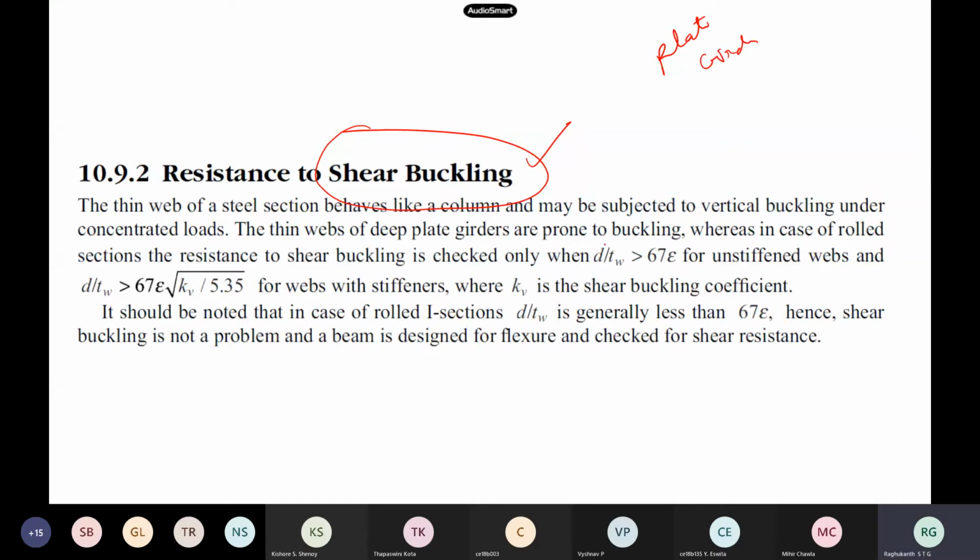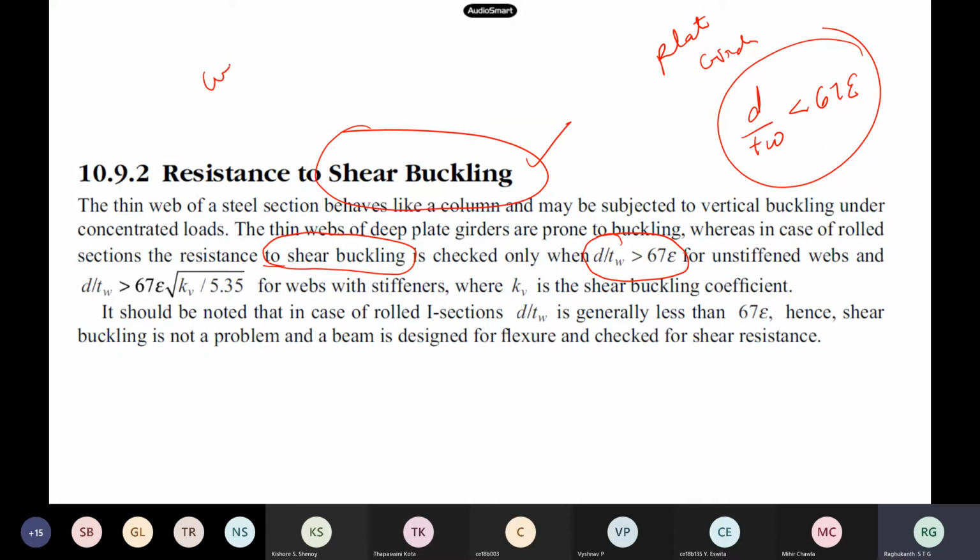So the criterion is d by tw. If it is more than 67 times epsilon, then there is a chance of shear buckling. Here d by tw is the depth to thickness ratio of the web. If it is less than 67 times epsilon, then no need to worry about shear buckling at all. For beams it is not so important, but we will discuss shear buckling and others when we come to plate girders. That means the web itself buckles.